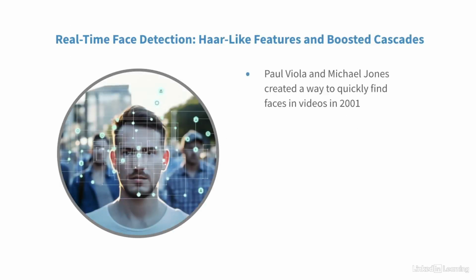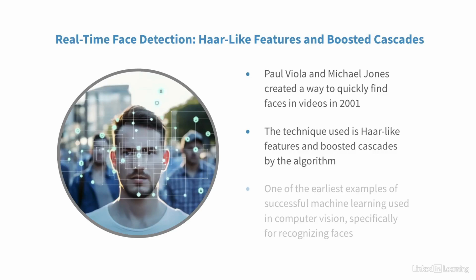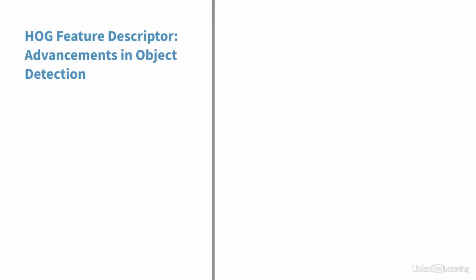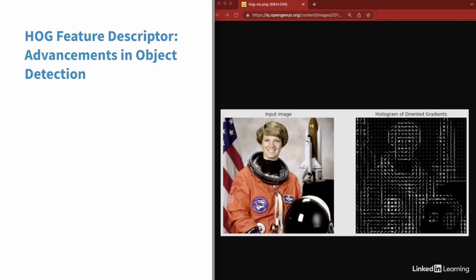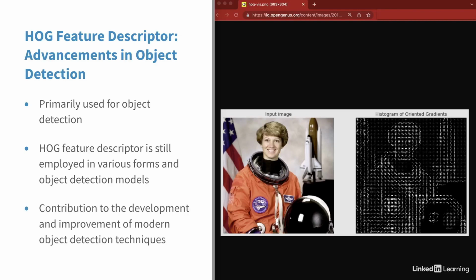In 2001, Paul Viola and Michael Jones proposed a real-time face detection algorithm that used Haar-like features and boosted cascades. This was one of the first successful applications of machine learning in computer vision. In 2005, Navneet Dalal and Bill Triggs introduced the histogram of oriented gradients, or HOG, which is a feature descriptor for object detection. This method is still used today in different forms and object detection models.